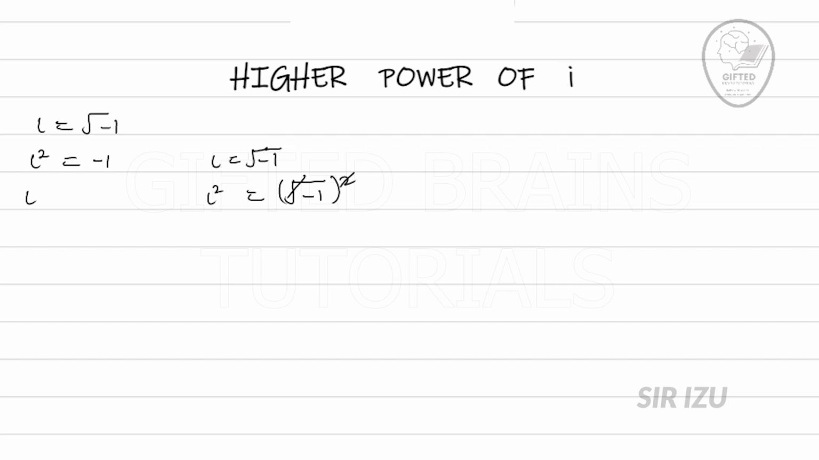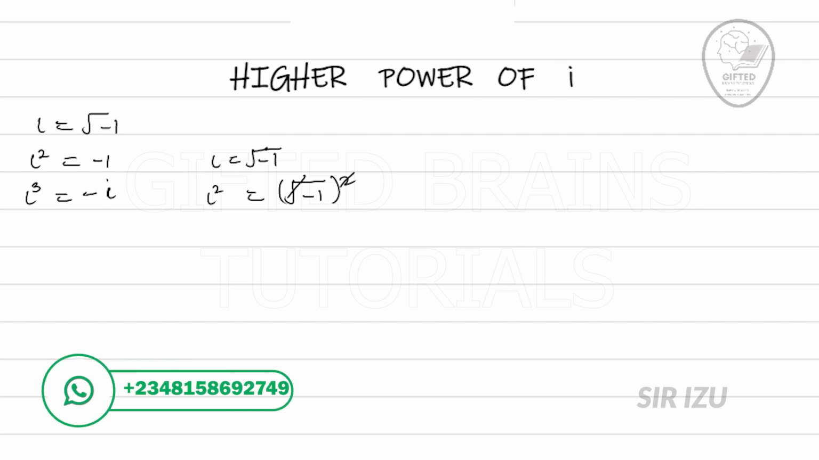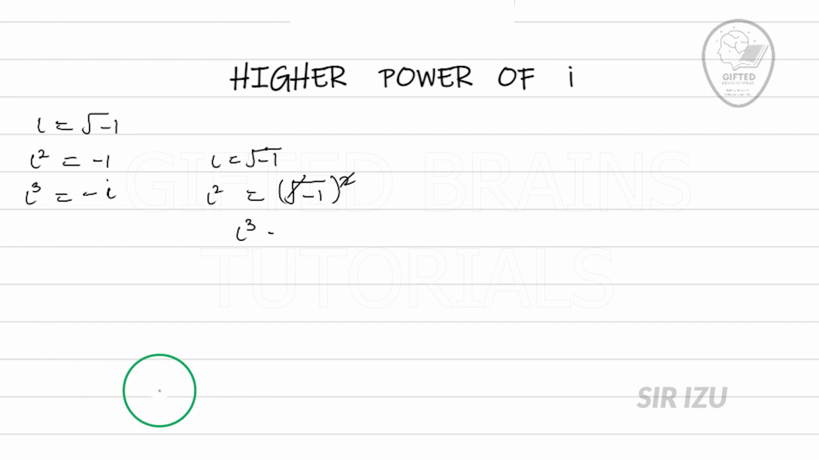Your i cubed is actually minus i. What do we mean here? Obviously, i cubed means i squared multiplied by i. Your i squared is minus 1 already, then multiply by i. So that's how we got what we have here.